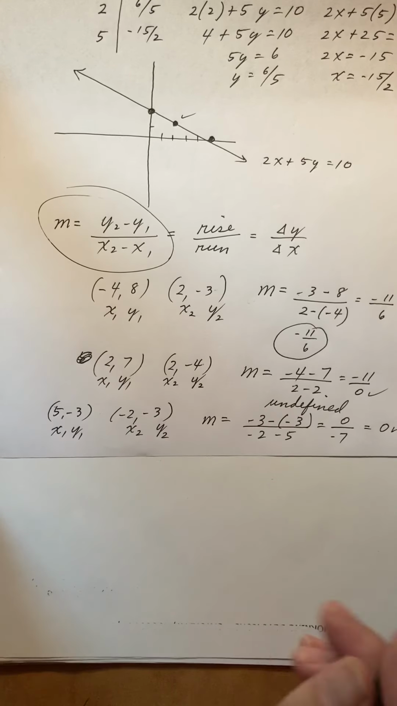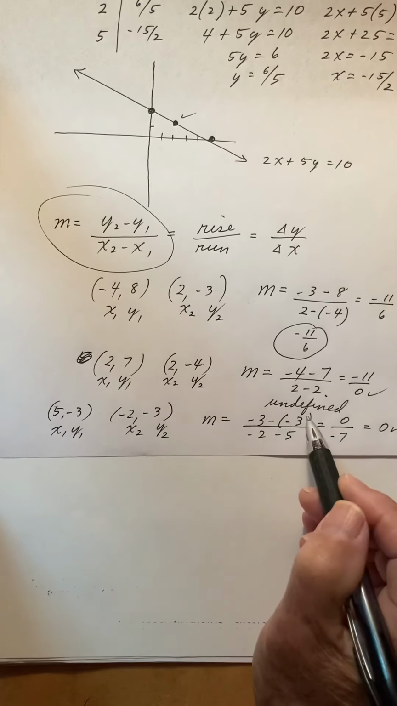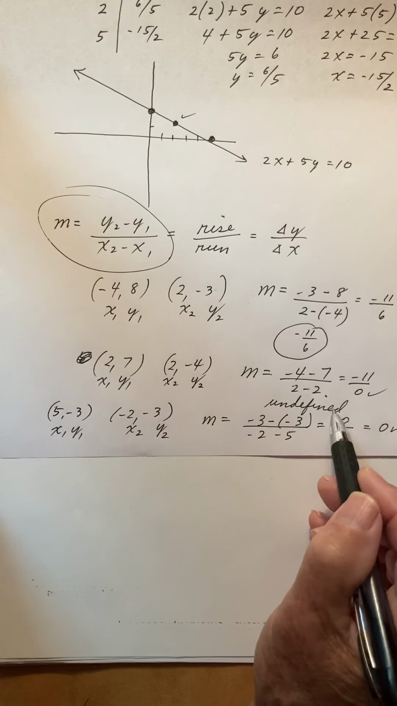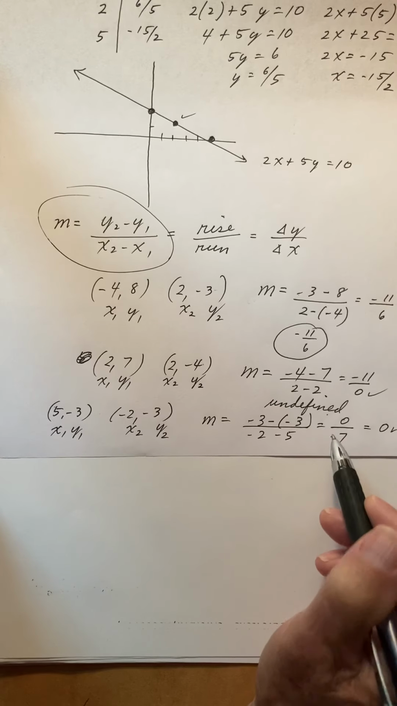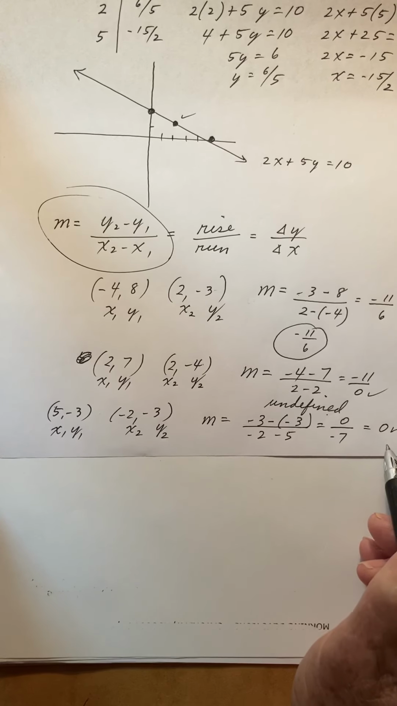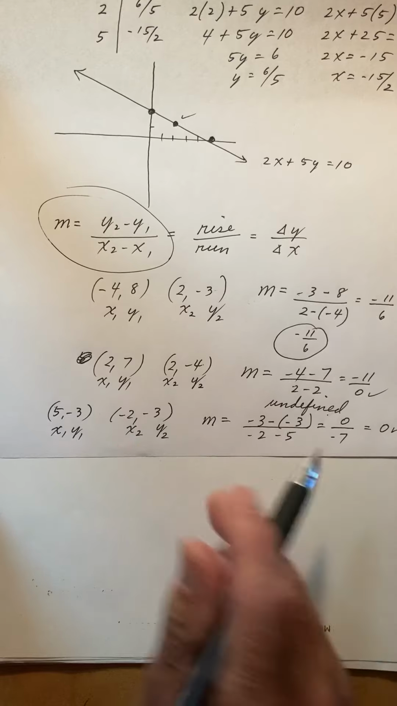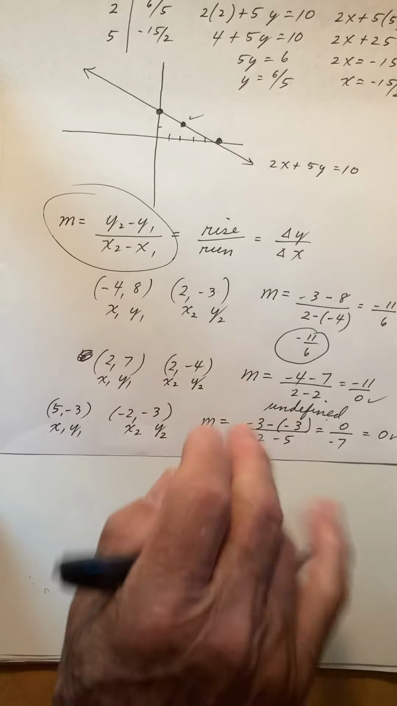It does not mean that there is no slope. But back here where you had 0 in the denominator and the slope was undefined, that means you do not have a slope. Here we do have one, but it's 0. So there's a distinction between undefined and slope being 0.